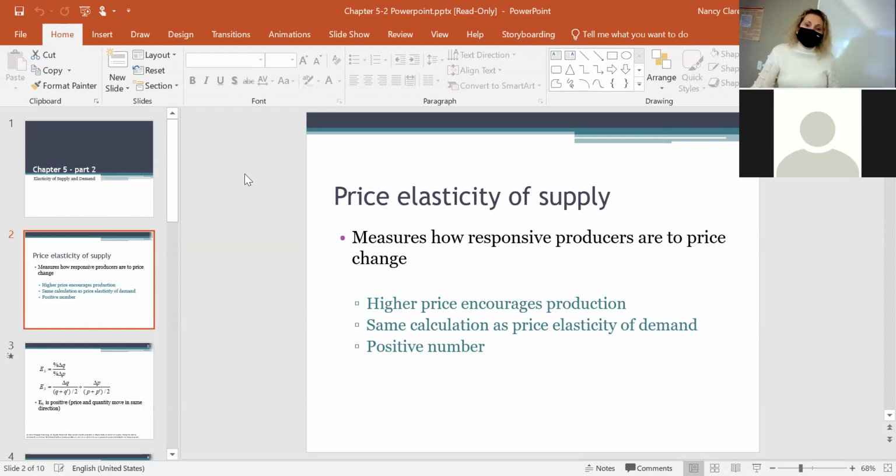It is always a positive number. You don't even have to take the absolute value at the end, and it's always going to be a positive number, okay? Because your variables move in the same direction. Your price and quantity go up together or go down together. And so either way, you end up with a positive number, even if you don't take the absolute value, okay?